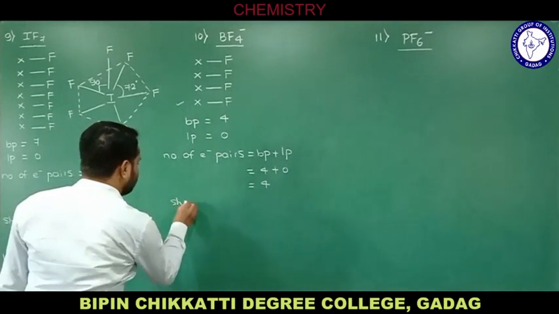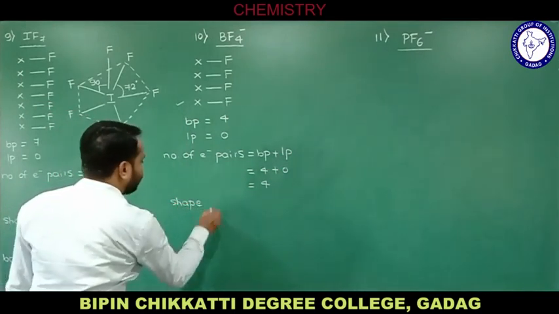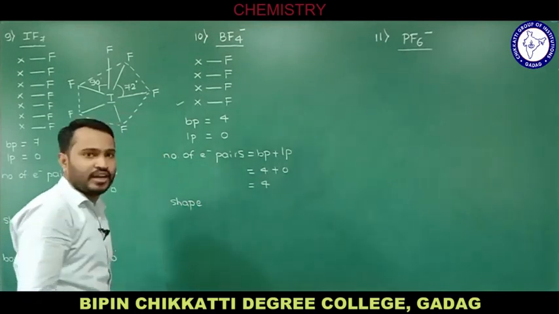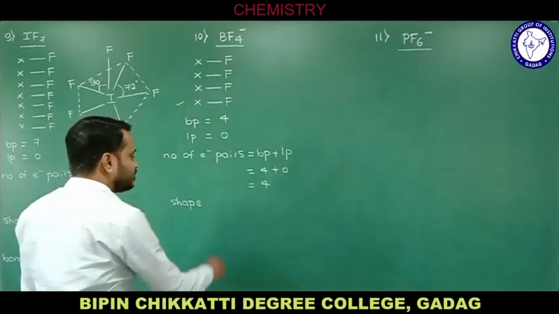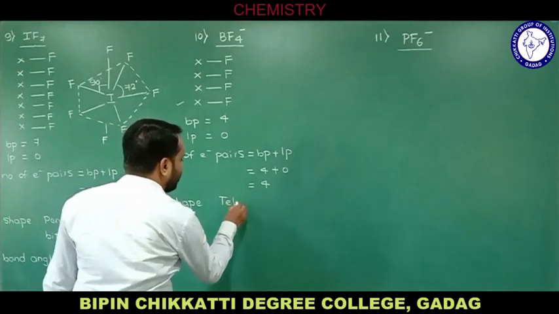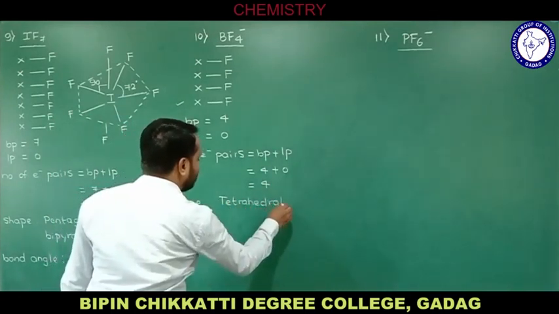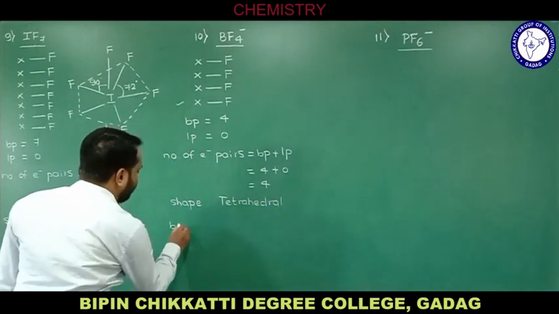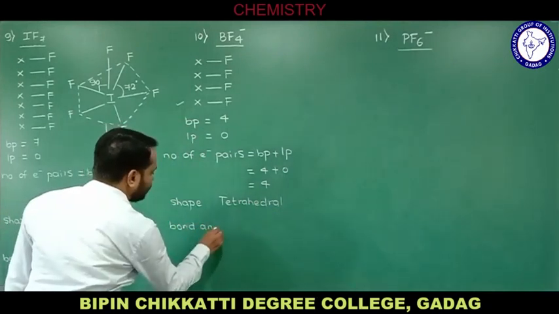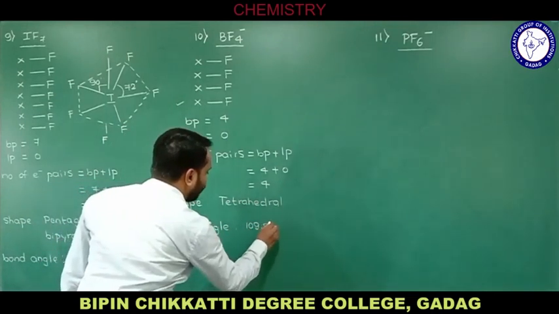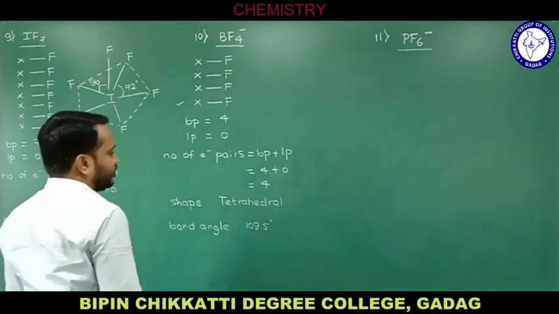Now we will see what is the shape of this molecule. As we know, if we have only 4 bond pairs of electrons without any lone pairs, and I hope you can guess, the shape would be tetrahedral. Tetrahedral is the shape. And the bond angle in a tetrahedral molecule, as we know, is 109.5 degrees we are going to get.